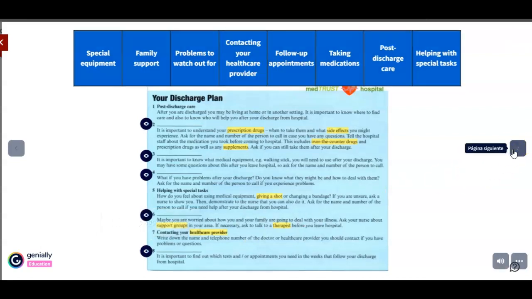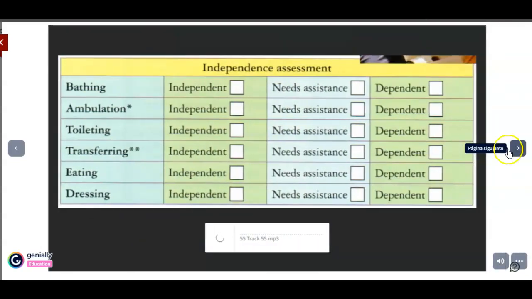And as I was telling you a moment ago, it is important to continue with the follow-up appointments. Okay, so now observe this. We also need to make sure whether the patient has the ability to do some activities like bathing, ambulation, which means moving around, toileting, transferring, eating, and dressing.